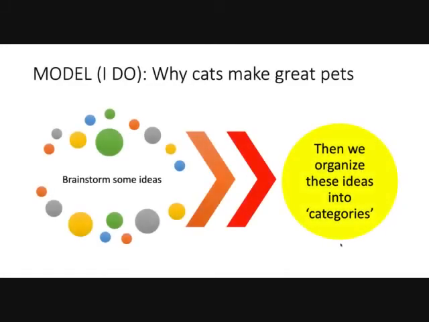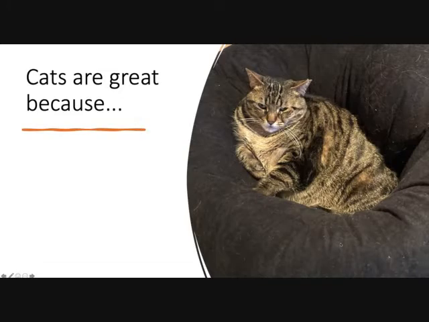So in the next activity, I'm going to do a model for you. And as a model, I'm going to write a 5-paragraph essay on why cats make great pets. Why not, right? I could choose any topic I want, but this is the one I've chosen for today. So we're going to start by brainstorming ideas, and then we'll organize these ideas into categories. Are you ready? Okay. So why are cats great? Cats are great because, I don't know, let's brainstorm ideas.